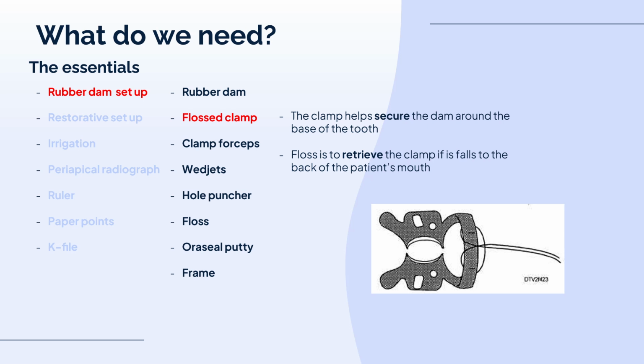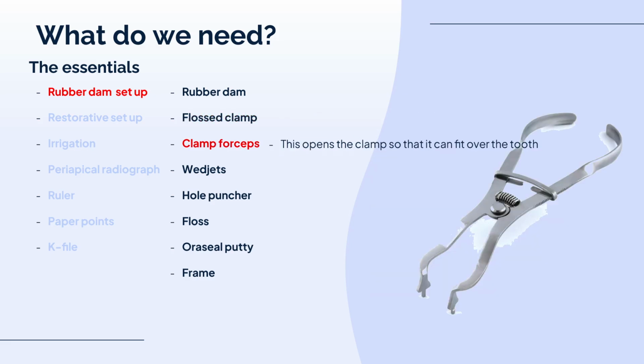Flossed clamp. So we need to put floss around the bow of the clamp, and we'll go through what clamps are in a minute. This is in case the patient, or it flicks off the tooth and it goes down the patient's throat. You've got a nice big bit of floss to grab it so that they don't put it into their lungs. Okay. This also holds the rubber sheet down around the base of the tooth, so it's used to secure the rubber dam around the tooth. And as I said, the floss is to retrieve the clamp if it falls.